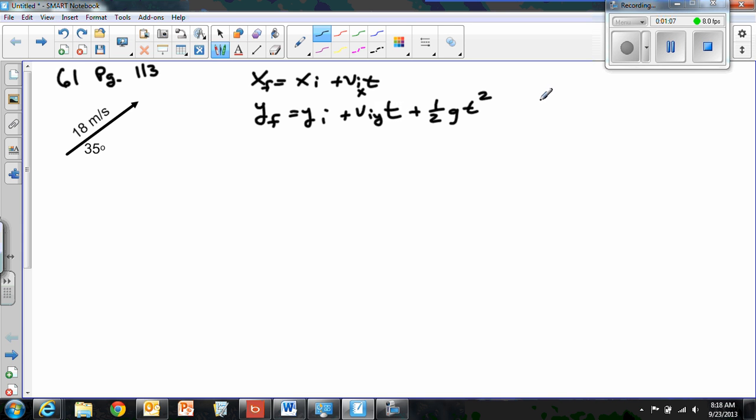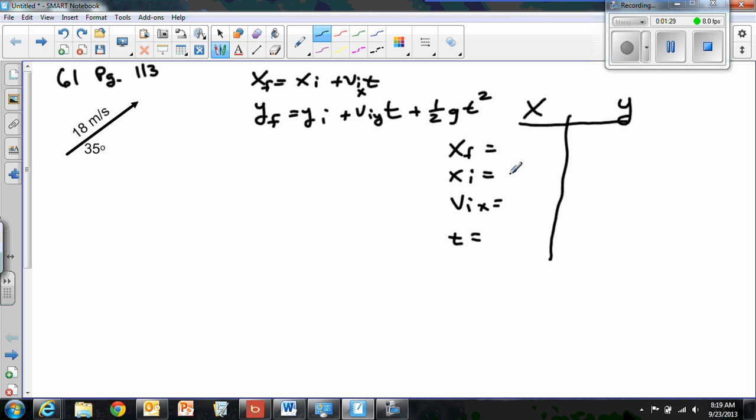And I have an XY table I'm always going to use on projectile motion, something thrown in the air. And the variables come from these equations. So final equals initial equals the initial X equals T equals, this is always going to be 0 for us. And if you read, it says that the receiver is 18 meters down the field from the quarterback when it's thrown. But that's not our X final. We're actually going to calculate X final and see how much further he has to go.